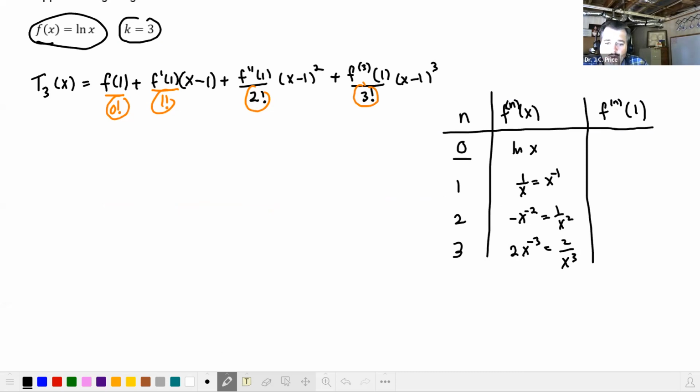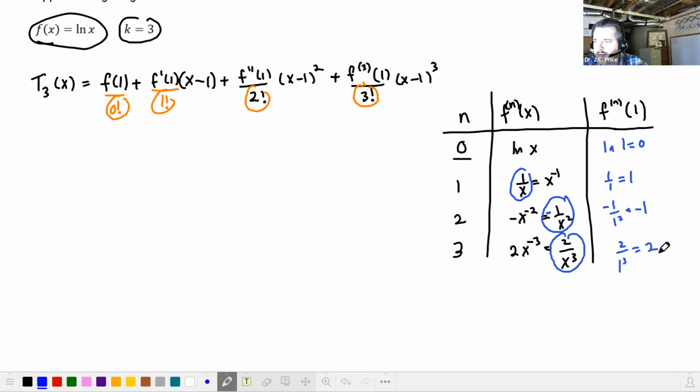And so now we're going to plug in the number 1 here. We get ln of 1, which is equal to 0. We plug in 1 here, which is 1 over 1, which equals 1. And then here, I dropped off the negative. That negative needs to stay there. I plug in 1 here, and I get negative 1 over 1 squared, which equals negative 1. And then finally, I plug in my 1 right there, which gives me 2 over 1 cubed, which of course is just equal to 2.